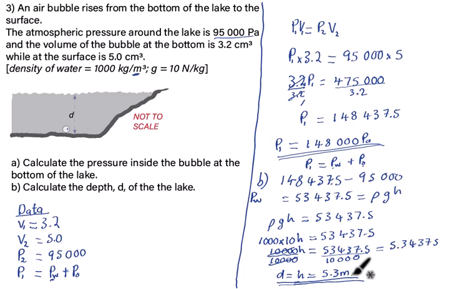So these are the questions that I wanted us to look at. This one is our Boyle's law: PV is equal to constant. Thank you guys. Let's meet on the next lesson.